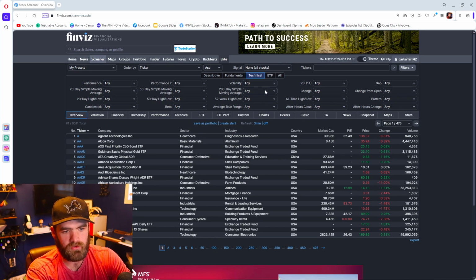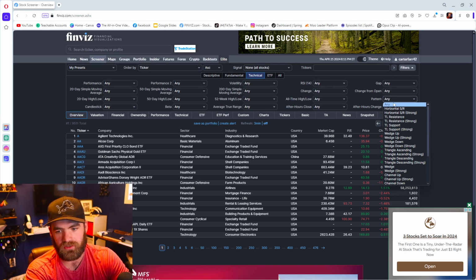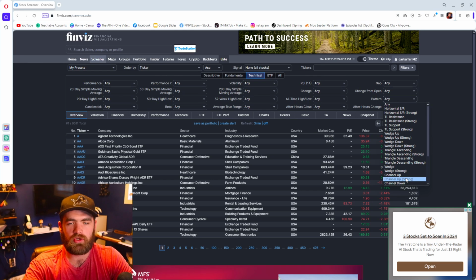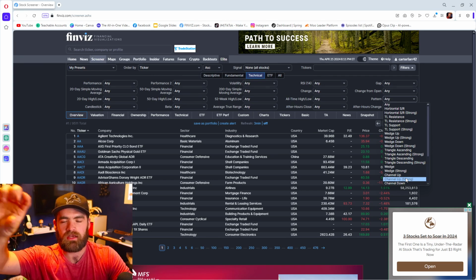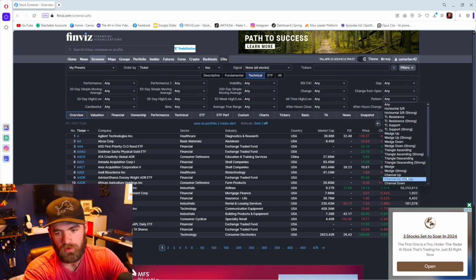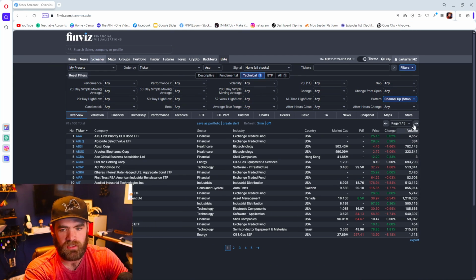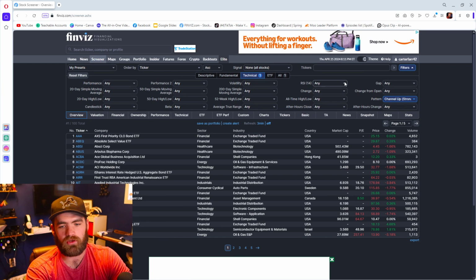What I want to do is pretty much find these stocks with some sort of channel going up. The channel going up, imagine two parallel lines going up. The reason that's important is because those trend lines are support and resistance. So we'll go channel up or channel up strong. And the great thing about this scanner is you can click it. If you don't like it, you can always adjust it.